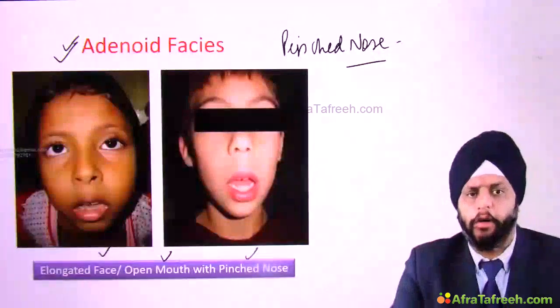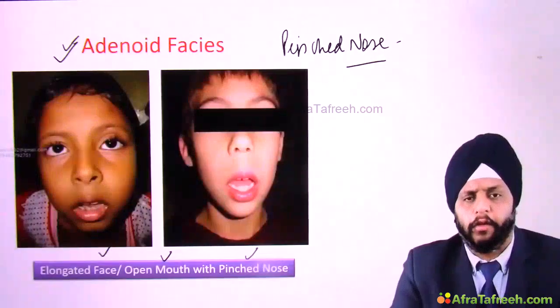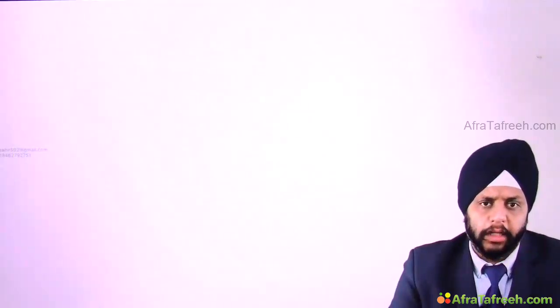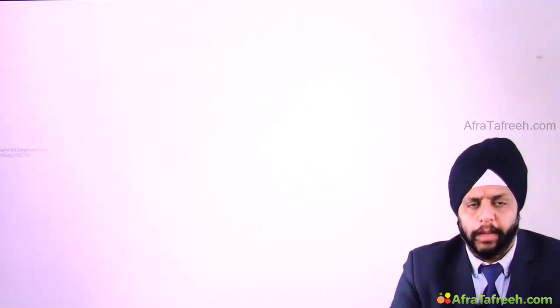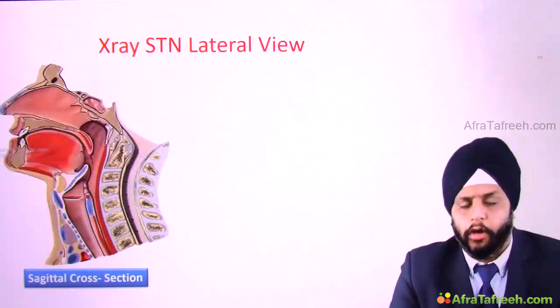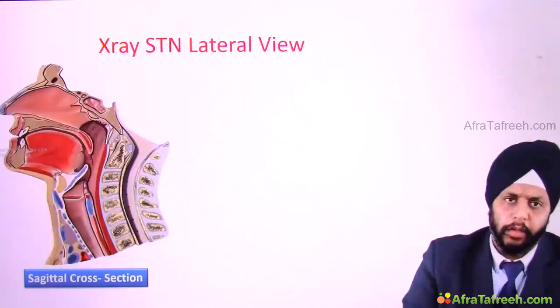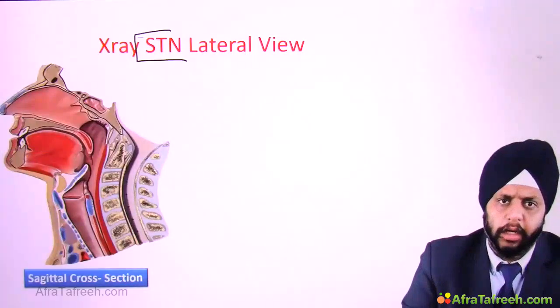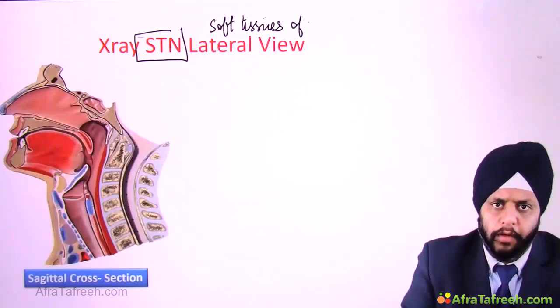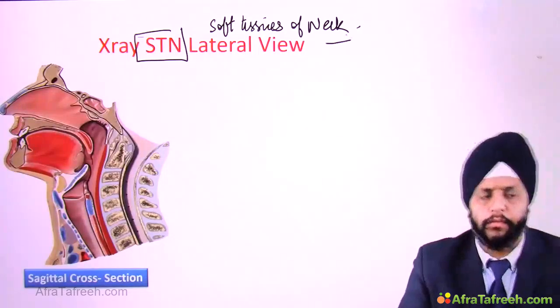Now, how can you confirm a case of chronic adenoid hypertrophy? To confirm a case of chronic adenoid hypertrophy, we can do an X-ray soft tissue neck lateral view. STN over here stands for soft tissue neck, lateral view.